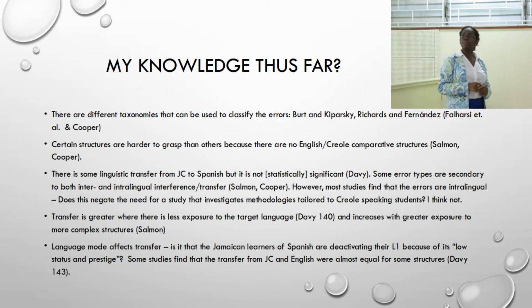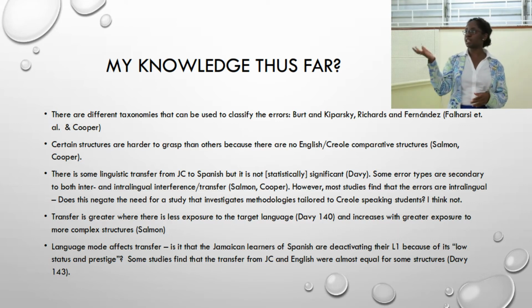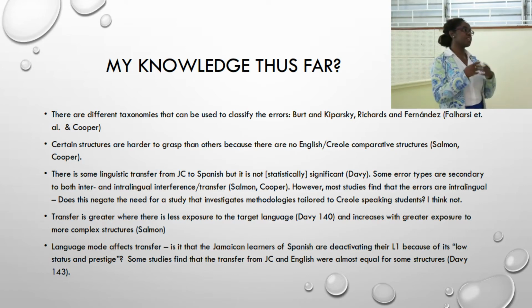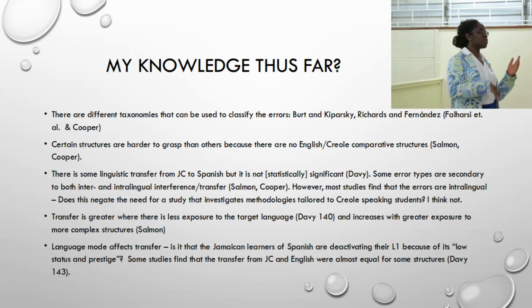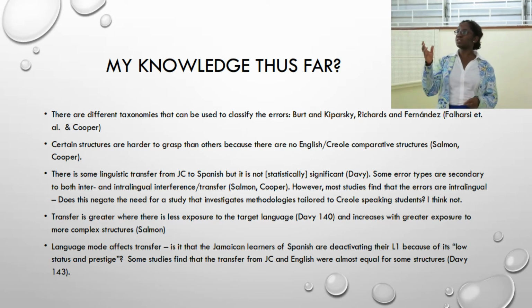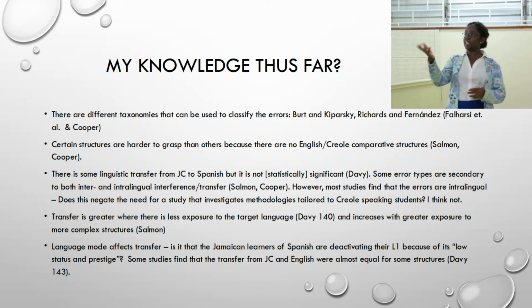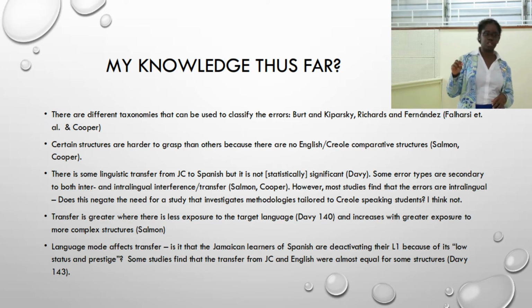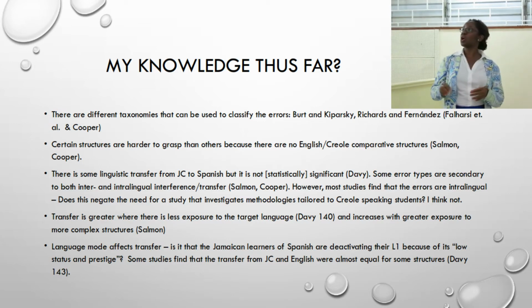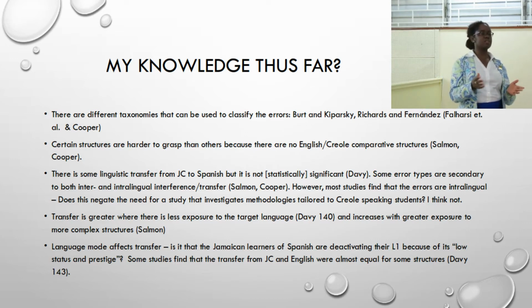So what have I learned thus far? I have learned that there are different taxonomies for classifying errors. There's Burt and Kiparsky, and then there's Richards and Fernandez. That basically means, do we classify them as intra- and extralingual? Do we classify if they're a developmental category, etc.? Certain structures are harder to grasp than others because there are no English and Creole structures for comparison. Renee Davy found in her study of high school students here in Jamaica that there is some linguistic transfer from Jamaican Creole to Spanish. However, when she did her analysis, the transfer was not statistically significant.